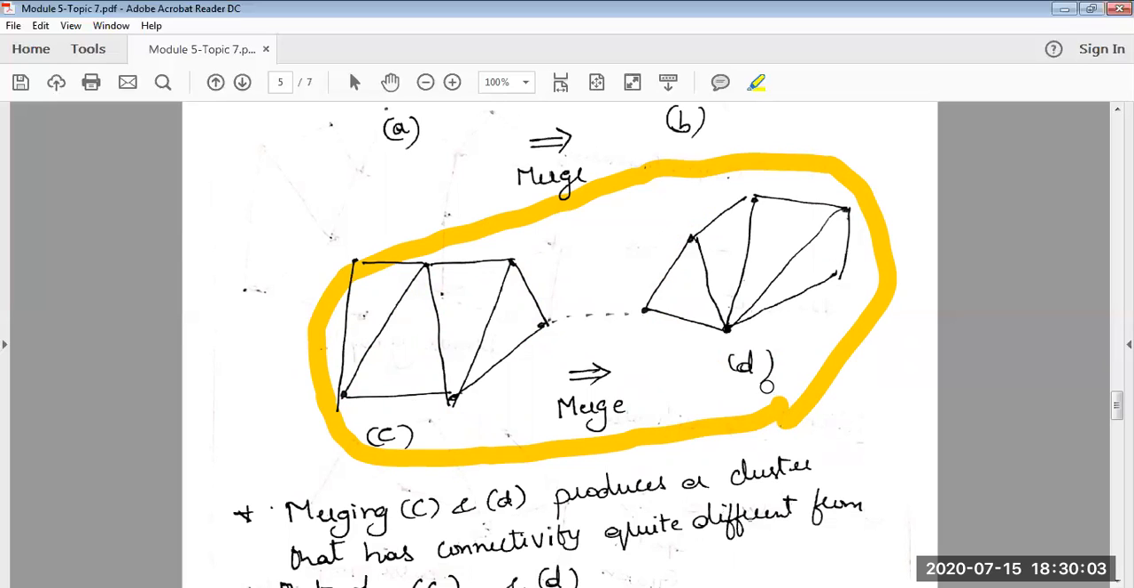The answer to this question is no, because consider this point. Can I have 3 to 4 edges for this point in this case? The answer here is no, because I just have one edge, one connectivity, which does not satisfy my relative interconnectivity, because in the original cluster, this was my original cluster.